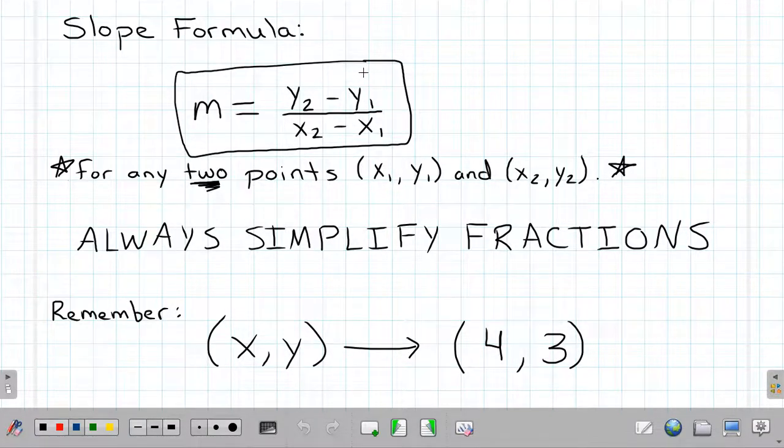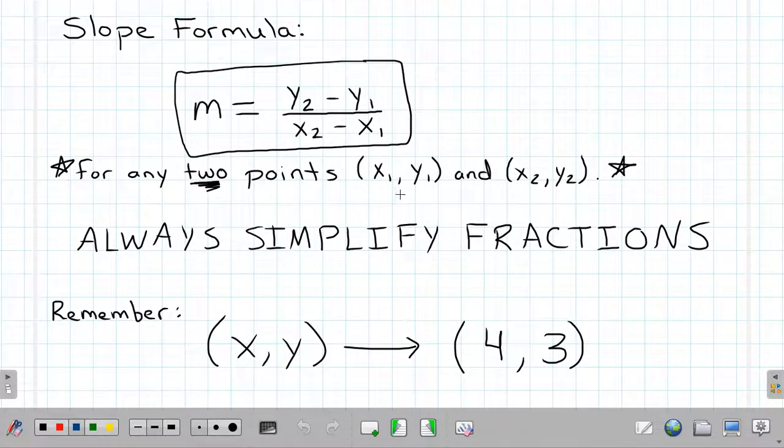Now you might be asking, what do these 1s and 2s mean here? I want to be very clear on this. These are not exponents. So this does not mean y squared. This does not mean x squared. This does not mean y to the first power. This does not mean x to the first power. What these little subscripts, and this is what these are called, subscripts, what these mean are which point did you take these coordinates from?